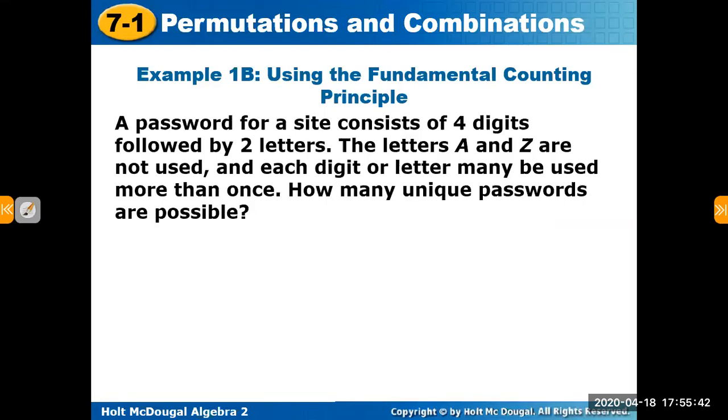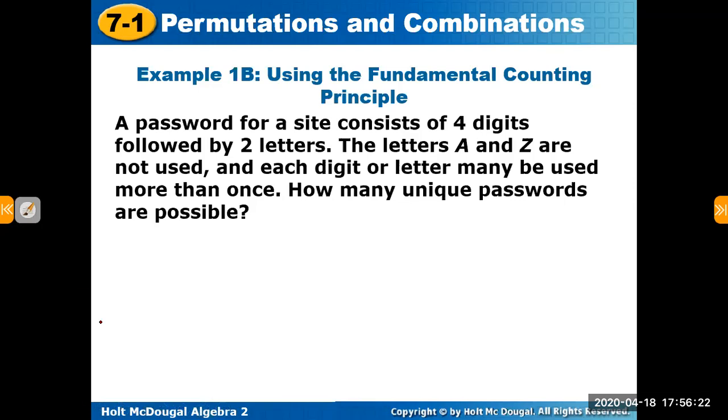Similarly, for this question, which is more related to real life situations: a password for a site consists of 4 digits followed by 2 letters. The letters A and Z are not used, so we skip letters A and Z. And each digit or letter may be used more than once. How many unique passwords are possible?